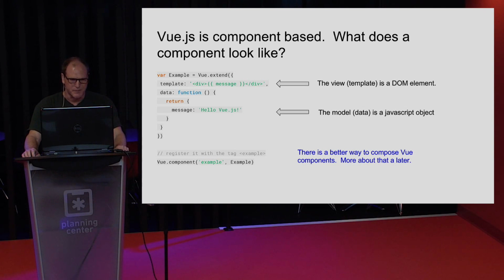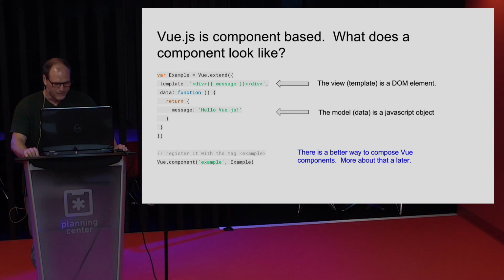Vue.js is component-based. So this is what a component looks like. You extend your example, which is an instance of Vue. You have a template, which is your DOM element. You have your data, which is a JavaScript object. And that's it. That's a component.